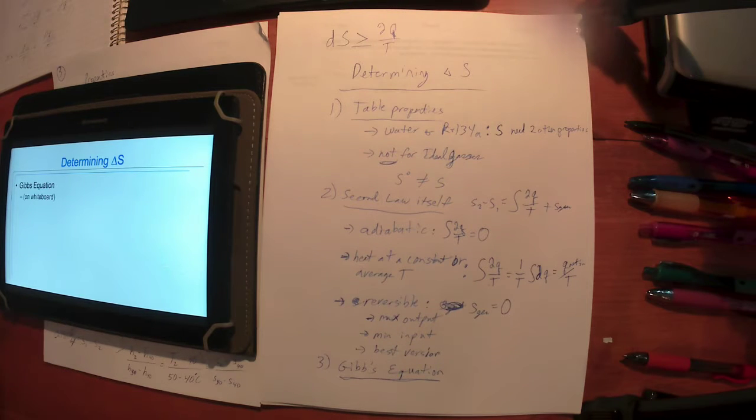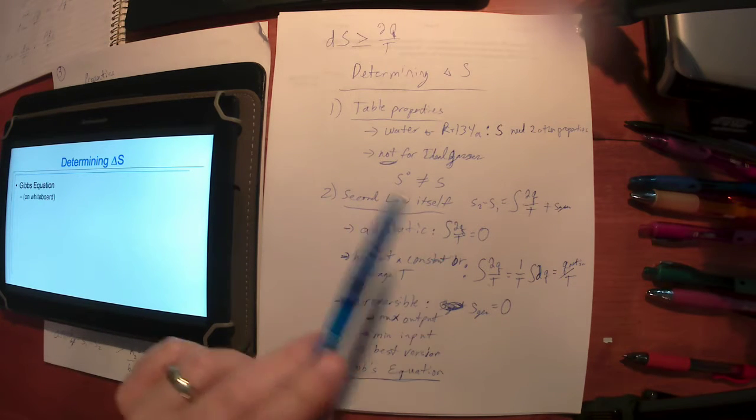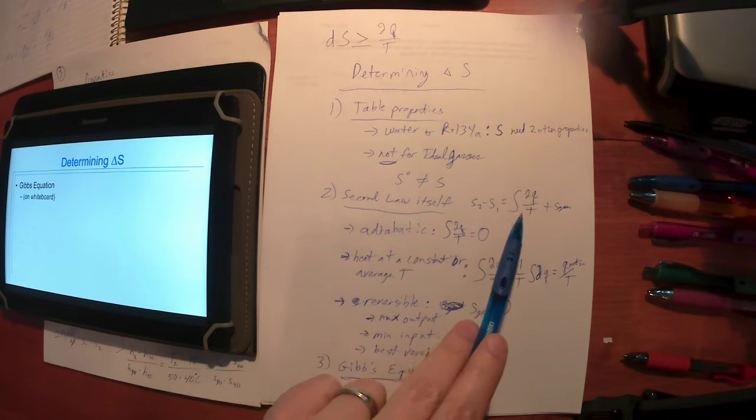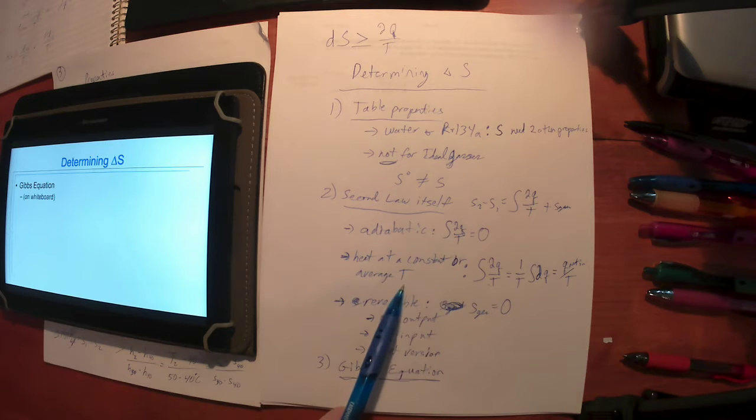So we've talked about different ways to try to determine a change in entropy as we go through a process. Basically, different ways we can implement the second law. And we said, well, table properties is one. Second law itself is two. If I can quantify this right-hand side, and here's some options. Could be adiabatic, could be heat transfer at a constant temperature, or it could even be reversible. And our third option is what we call Gibbs Equation.